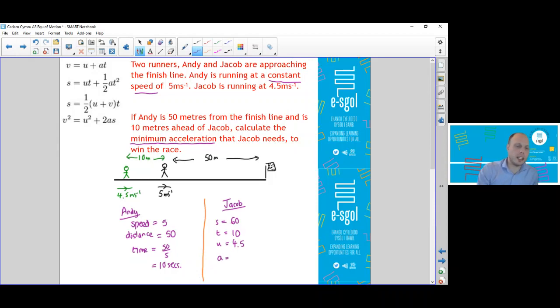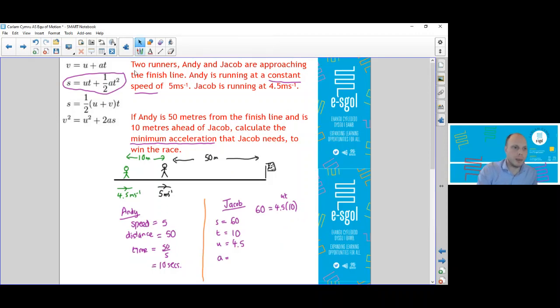So we need an equation that links S, U, A, and T. And that's going to be this one here. Now, lots of people don't like using that equation, especially when they're finding T, because it can throw out a quadratic that needs solving. But we already have T, so this shouldn't be too much of a problem. So our displacement is 60. We've got 4.5 times 10. That's the UT part of the equation.